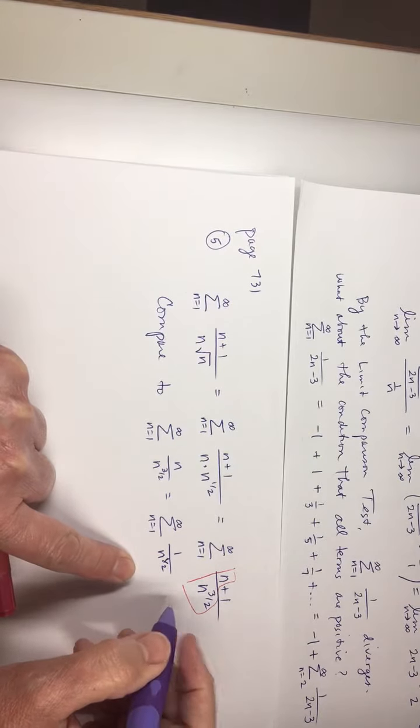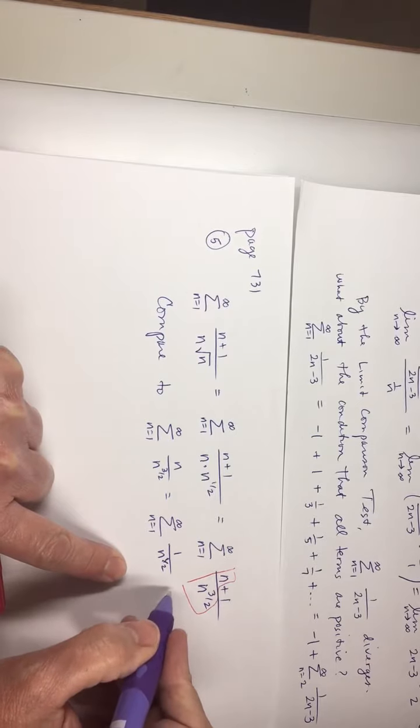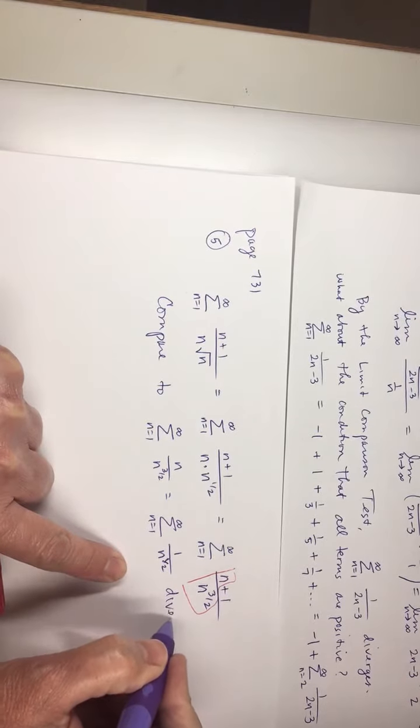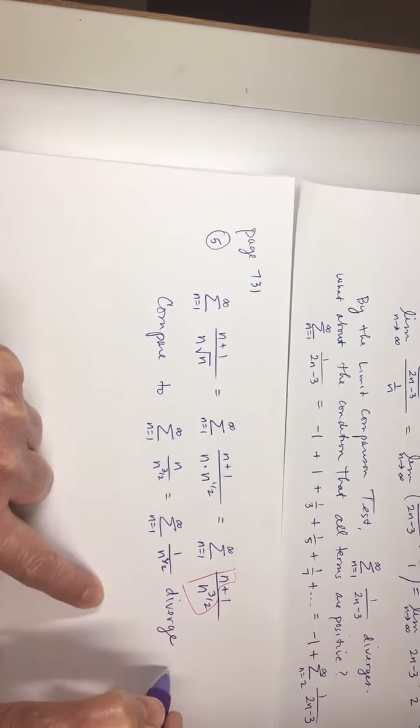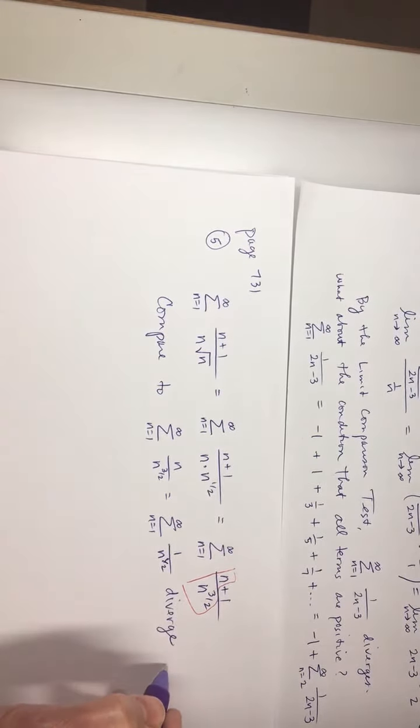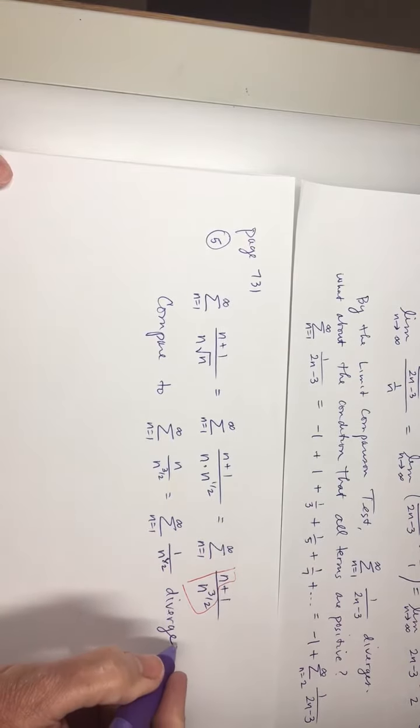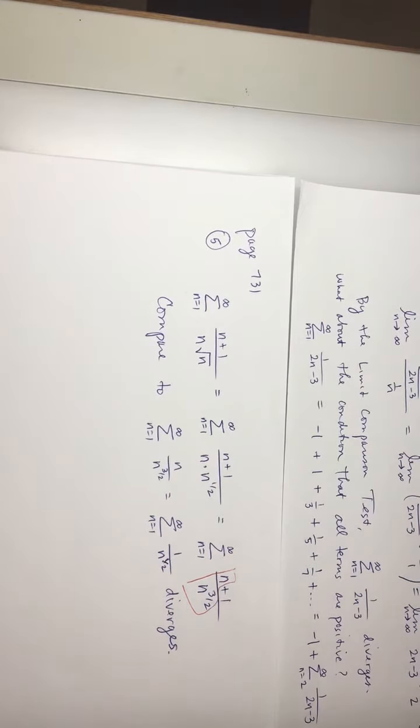Converge? Diverge? Diverge, right? Since p is less than 1. P series converge if p is greater than 1. If p is less than or equal to 1, it diverges. So this one diverges. So my hunch is that the one from the book is going to diverge as well.